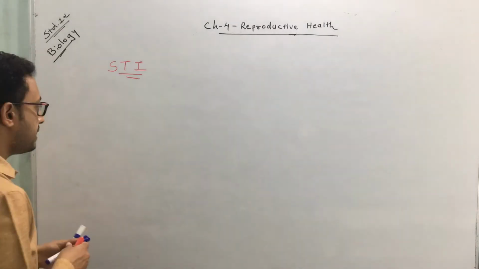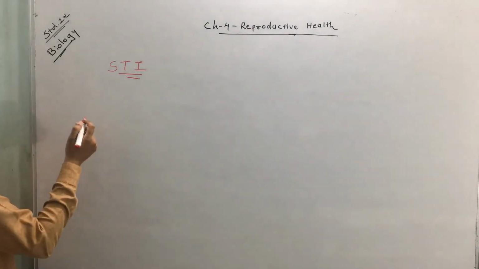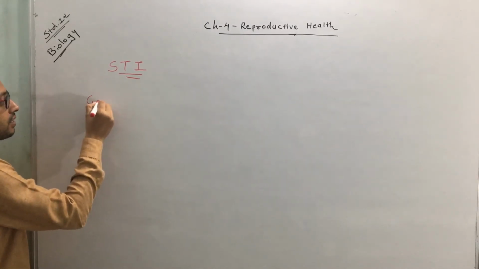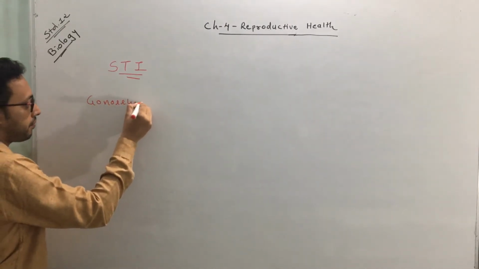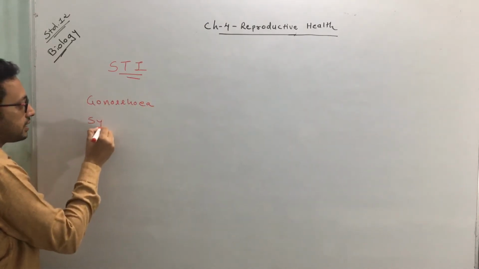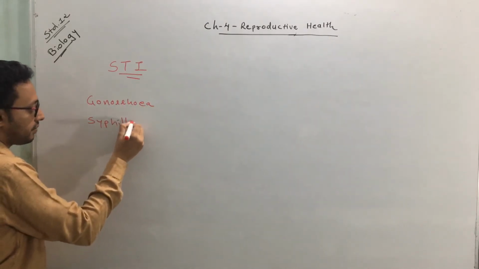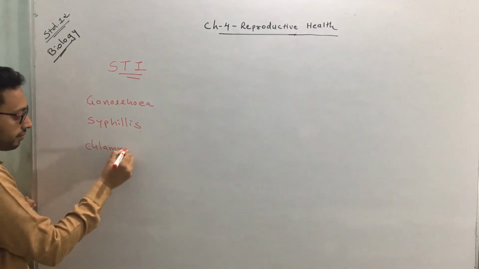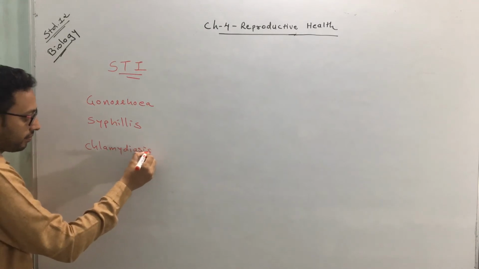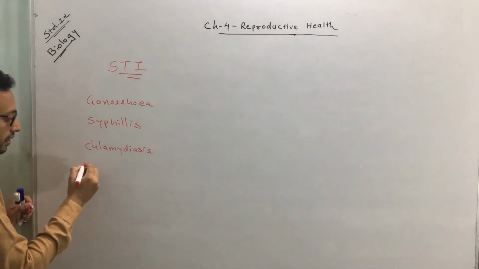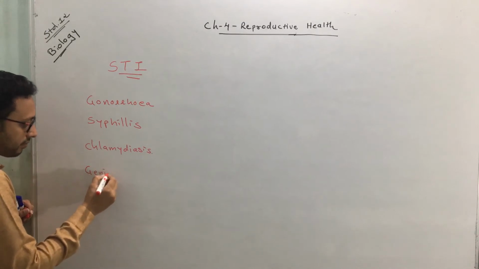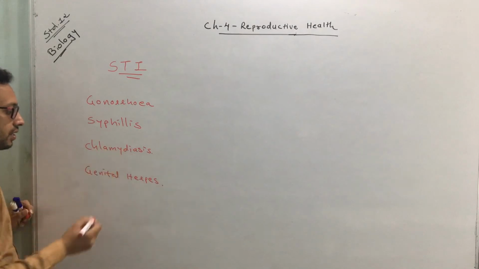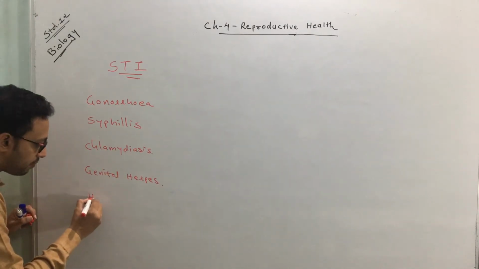So, start. First disease. I will first list out the names so you can easily remember. You know which are the sexually transmitted infections. First is gonorrhea. Second one is syphilis. Third one is chlamydiasis. Next is genital herpes. Next one is hepatitis B.